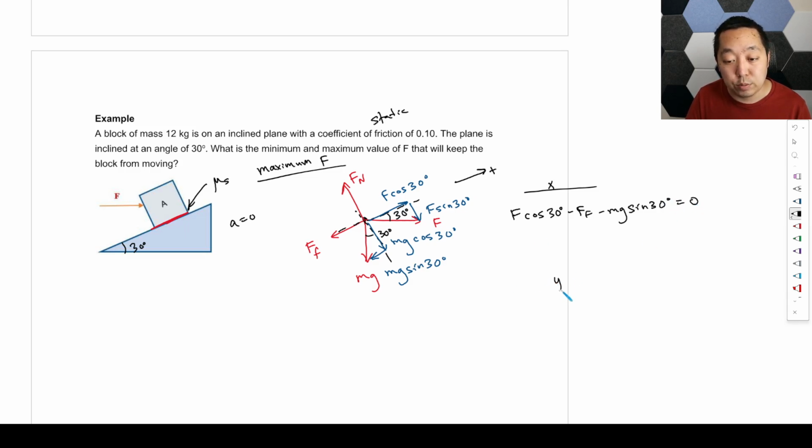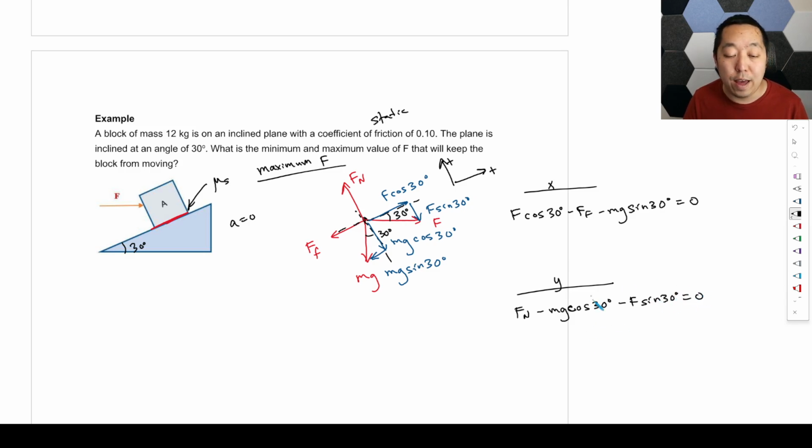And then the other equation we get over here is going to be in the y direction. We have the normal force. We'll say this way is the positive direction. Normal force is out of the plane. Then the mg cosine 30 degrees is, sorry, into the plane. And then this is the negative y direction also. Minus F sine 30 degrees equals 0.